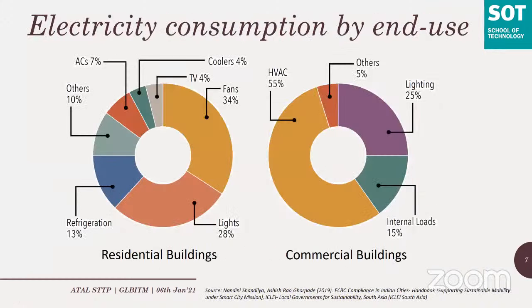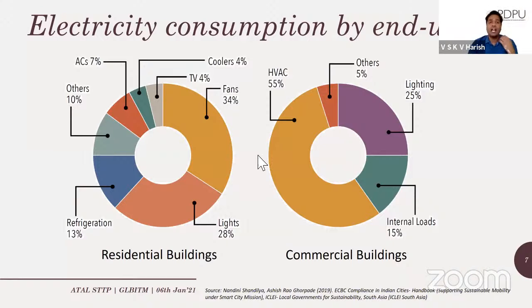Inside the buildings, what are the major services which demand the electricity, which we can see here on your screen? For residential buildings, coolers, fans, lights, and air conditioners account for more than 50% of the total electricity consumption. Coming to the commercial buildings, the HVAC, standing for heating, ventilation and air conditioning system, along with the lighting system, account for more than 70 to 75% of the total electricity consumption in commercial buildings.